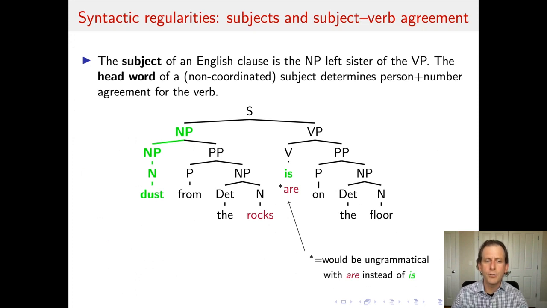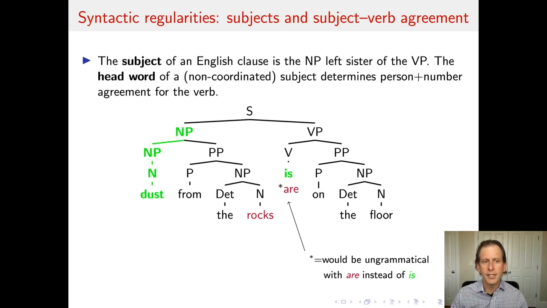So I want to start with a very simple example, but it's a very famous example, which is the regularity of the notion of the subject of a sentence and its role in determining the form of a verb in a language like English where there's subject-verb agreement. So the subject of an English clause is something that is very simple to define in terms of the structural descriptions that a context-free grammar offers. In particular, in English, the subject of an English clause is the noun phrase that is the left sister of the verb phrase.